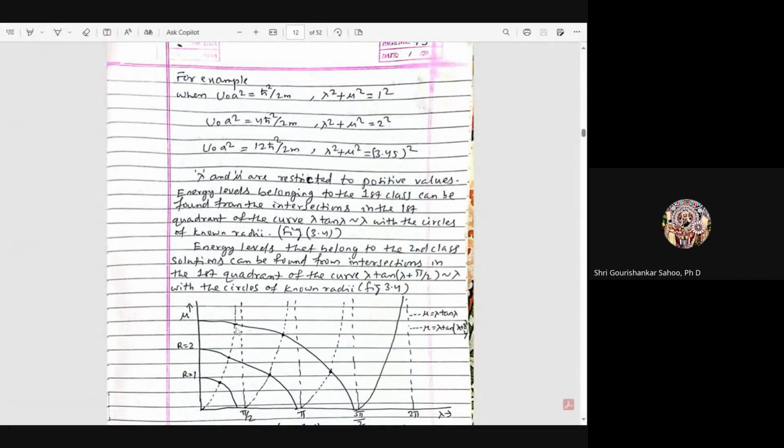It may be noted that the number of solutions depends on the radius of the circle, which in turn depends on u0 a square, that is, the strength of the potential times the square of the range. For example, u0 a square is equal to h cross square by twice m, where lambda square plus mu square is equal to 1 square, and u0 a square is equal to 4 h cross square by twice m, where lambda square plus mu square is equal to 2 square, and u0 a square is equal to 12 h cross square by twice m, where lambda square plus mu square is equal to 3.45 square.